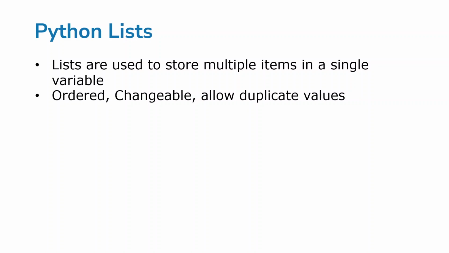All right. The reason why we are emphasizing changeable is because there's another data type called tuple, which is not changeable. So I want to highlight that list is changeable. It also allows duplicate values. There's another type called set which does not allow duplicate values. So I have highlighted that list will allow duplicate values as well, right?